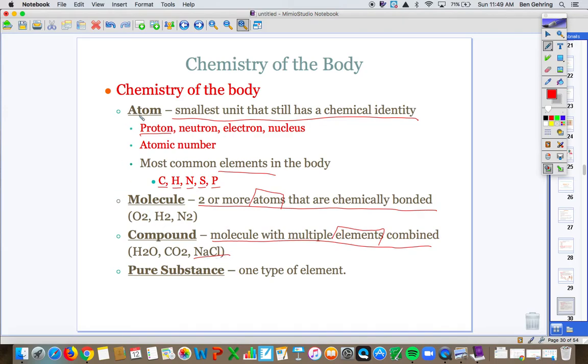Atoms, molecules, and compounds all make up what we call pure substances. A pure substance has a definite chemical composition. So one type of element or multiple elements chemically bonded together make a pure substance.